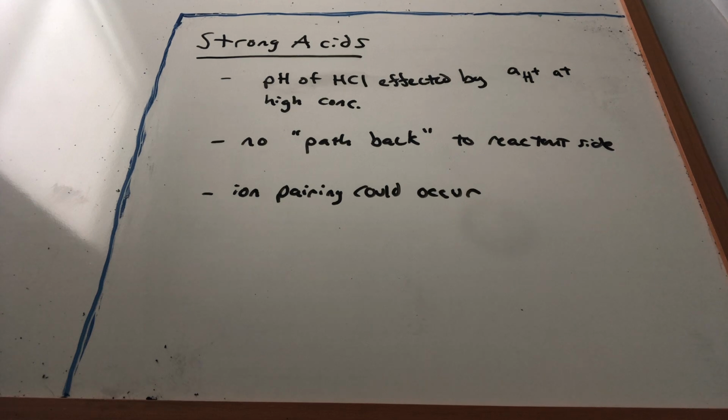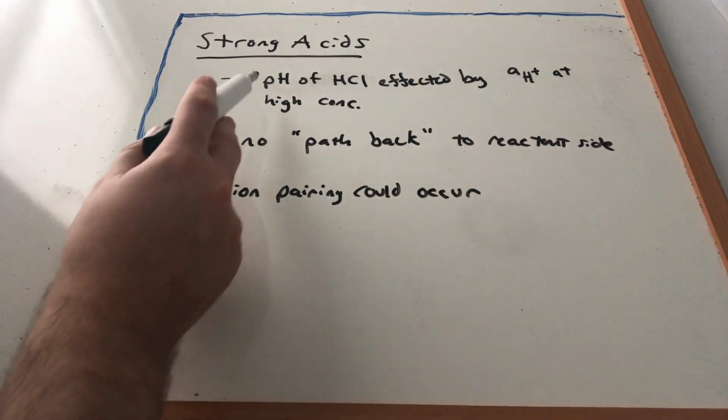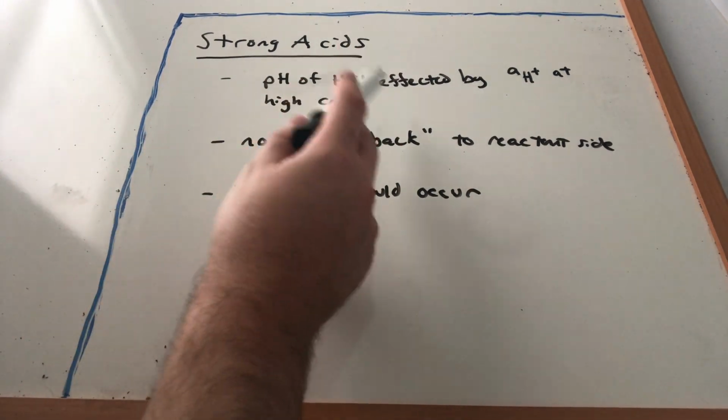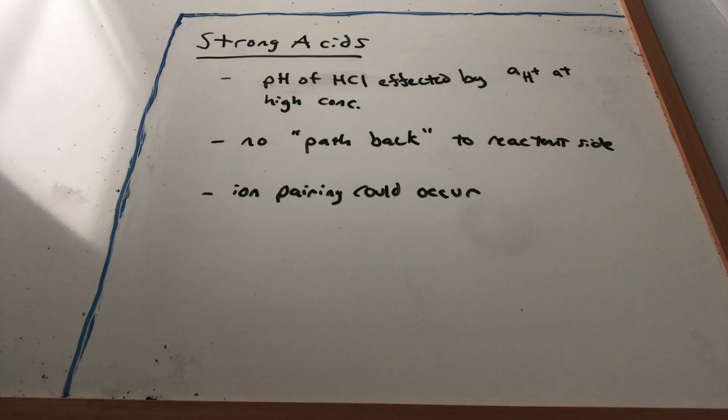The reason I'm going to talk about strong acids here is we just got done talking about water and how salts, even if they don't have acidic and basic properties themselves, can affect the pH of water. And it was all about making arguments of ions finding each other and going back towards the reactant side. For something like a strong acid, the pH of HCl is going to be definitely affected by the activity of H+, especially at high concentrations.